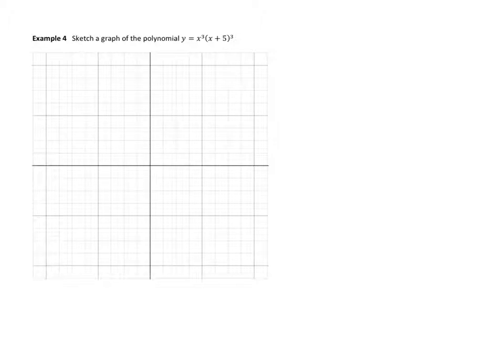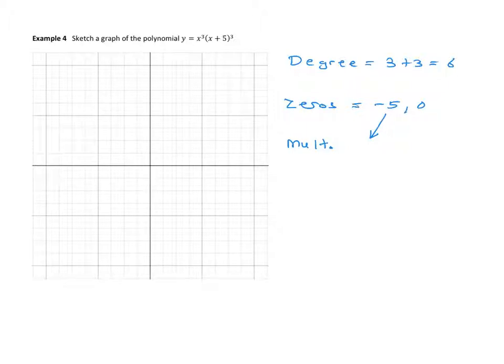All right, one last example here. Again, really similar, but I changed the exponents on both x and x plus 5. So I'm going to start by writing down the degree. This time the degree is 3 plus 3, or 6. The zeros did not change yet again. We still have -5 and 0 as the zeros, but the corresponding multiplicities are different. Here, for -5, the multiplicity is 3. And here for 0, the multiplicity is 3 as well.